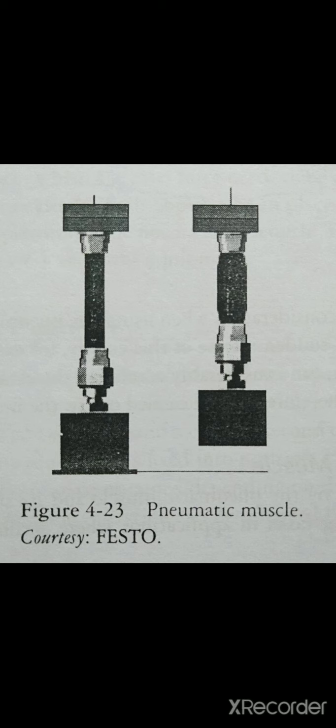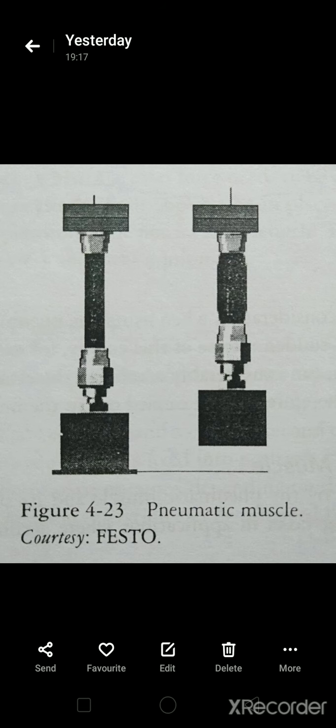The maximum permissible elongation of the muscle is about 3% of its nominal length, and the maximum contraction is about 20% of its nominal length. The pneumatic muscle is available in the following nominal diameters: 10, 20 and 40 mm, and the corresponding maximum stroke forces at 6 bar are 400, 1200 and 4000 Newton respectively.